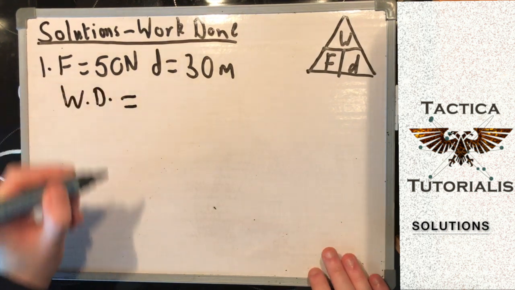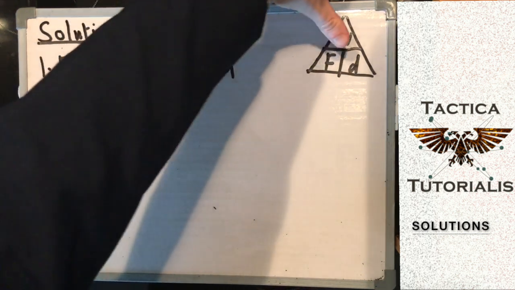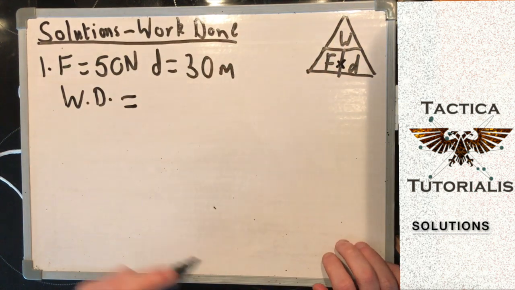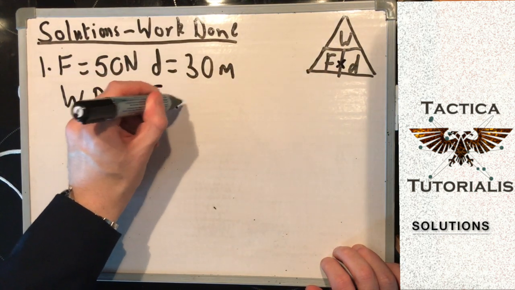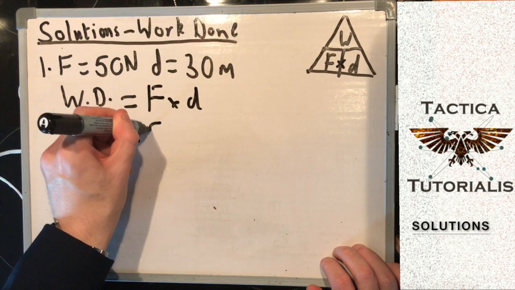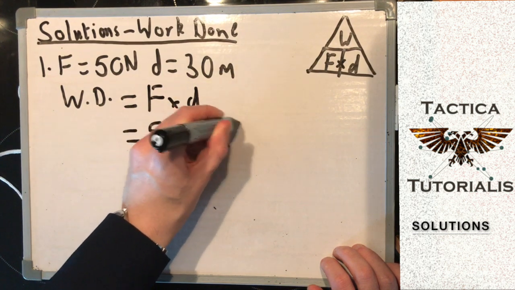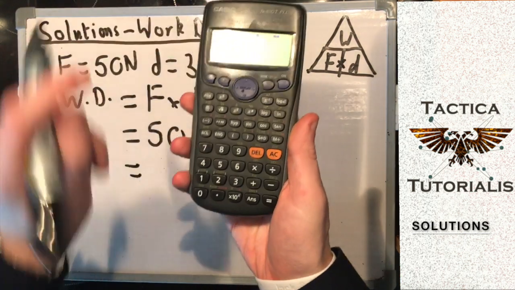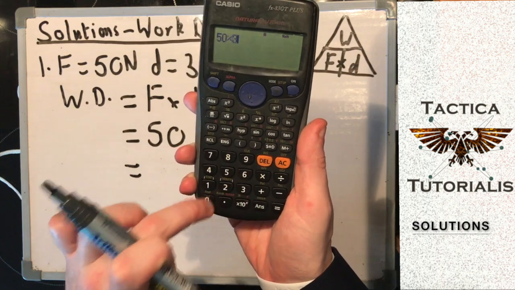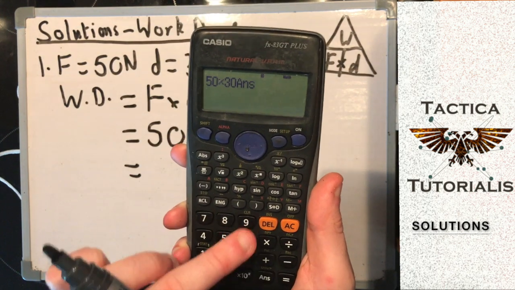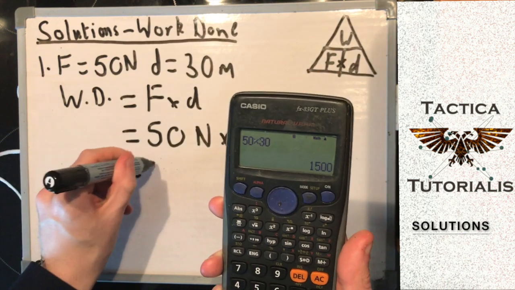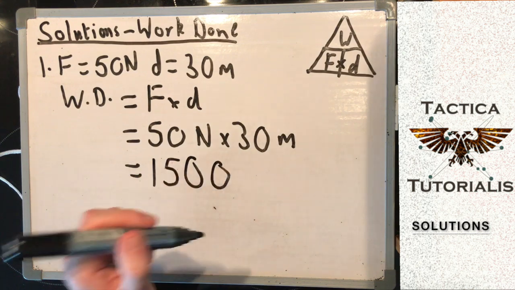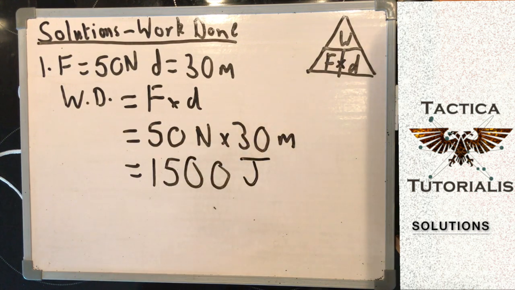So the work done, I've written my triangle up in the corner. I cover over the work, and it tells me I have to do the force times the distance. Work done equals F times D equals 50 newtons times 30 meters equals, let's take that in our calculator, 50 by 30 gives us 1,500. And remember, you have to give the unit as well, which is joules.